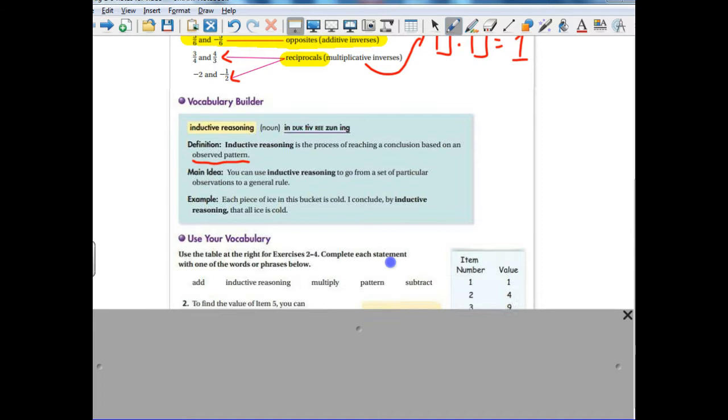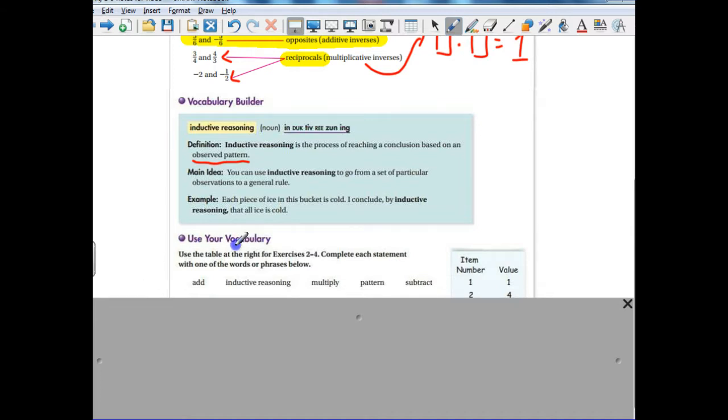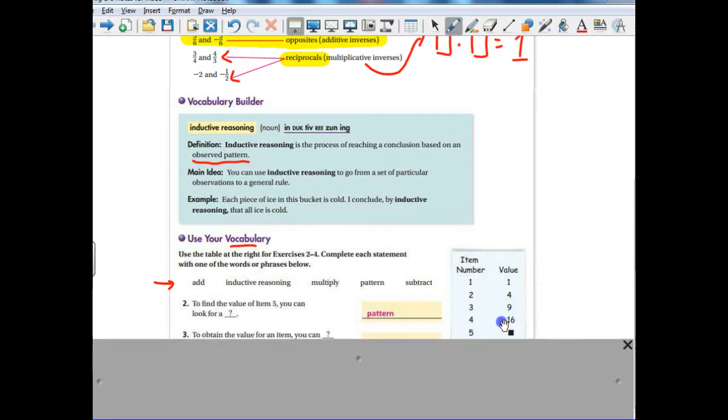Let's slide on down the page here and look at some vocabulary. I actually do like these. They have some words right here: add, inductive reasoning, multiply, pattern, subtract. And based on this table, they're asking you to fill in the blank. Number 2 says to find the value of item 5. I'm doing this question right here. It says you can look for a what? A pattern. A pattern goes in that blank right there.